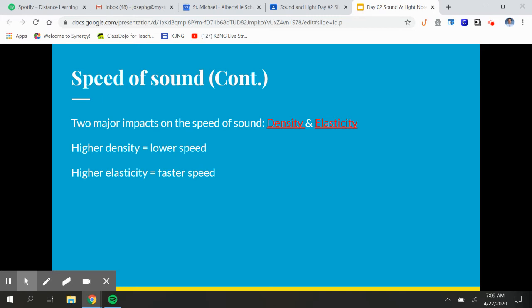All right. So there's two impacts on the speed of sound. What are they? Density, right? Higher density, lower speed. Sorry, I had that backwards in the last slide. But solids, still with that rigid structure, are going to pass that energy along quicker. And then higher elasticity equals faster speed. So the more rubbery they are, the more they're willing to snap back to their original spot, the faster the speed is going to go.